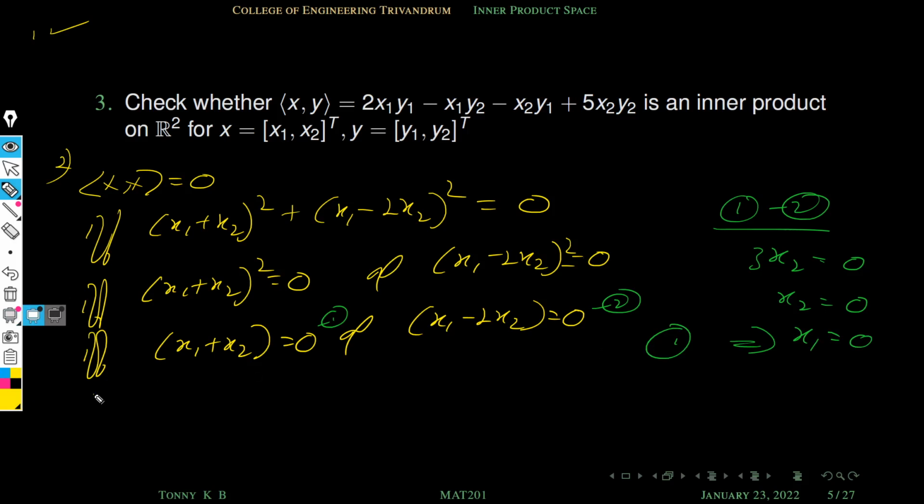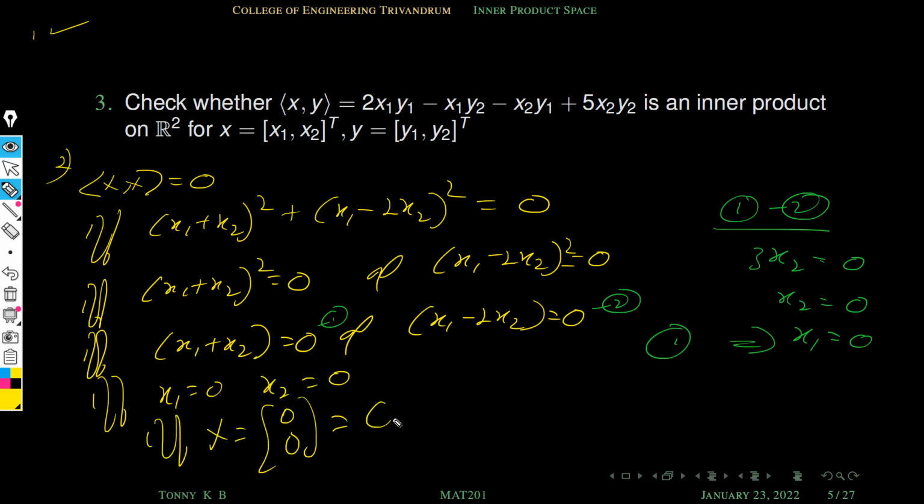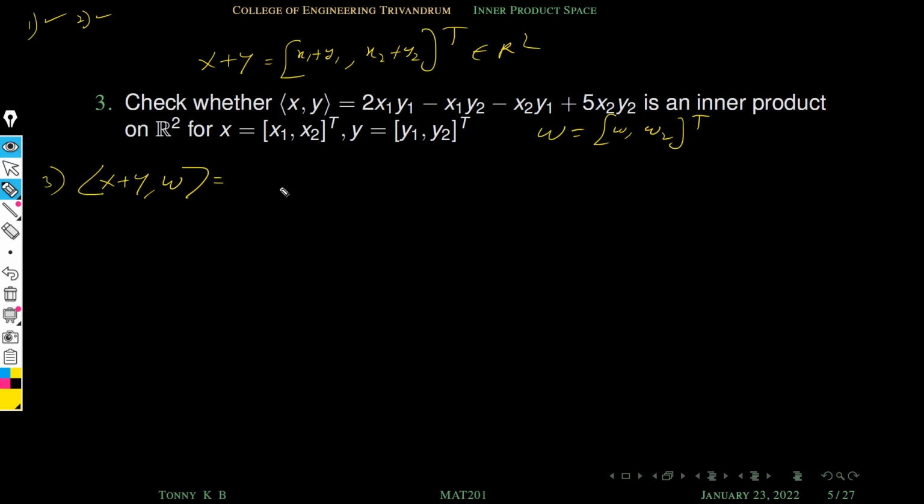So what is our conclusion? x1 equal to 0 and x2 equal to 0. So what about our vector x? Our vector x equals (0, 0). This is our zero vector in R2. So ⟨x, x⟩ equal to 0 if and only if x equal to 0. So it satisfies our second condition. Okay, next we have to verify the third condition. That means the inner product ⟨x plus y, w⟩ equals ⟨x, w⟩ plus ⟨y, w⟩.